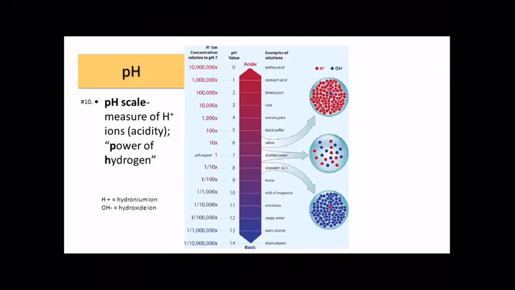So even though pH is always a measurement of how much hydrogen is in a solution, and that's what pH means, you can think of an acidic pH as having a lot of hydrogen ions in the solution, and you can think of an alkaline or a basic pH as something that has a lot of hydroxide ions in it.